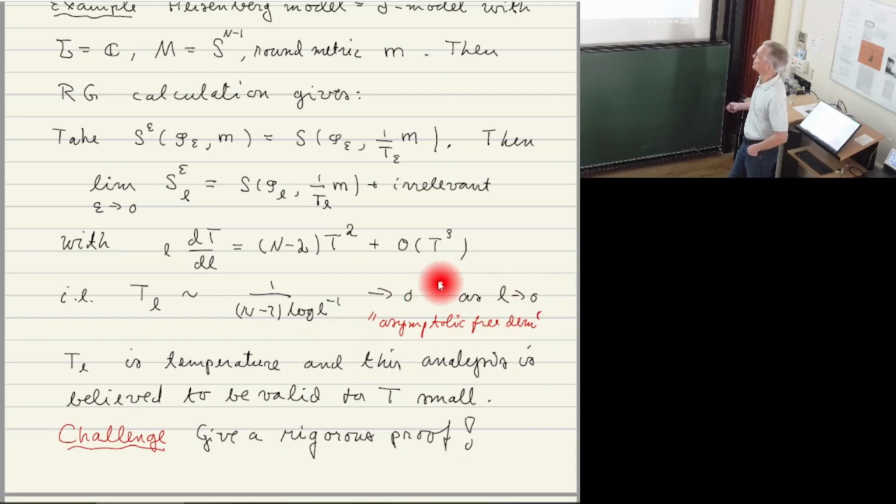This is called asymptotic freedom. If you look at what it means, this action function, if you rescale a little bit with the t, you see that you are going to the free field when L goes to 0. Or if you interpret it in terms of statistical mechanics, this is the temperature, so you're going to the 0 temperature. This analysis is supposed to be valid for small t.